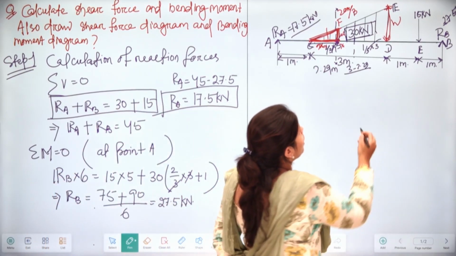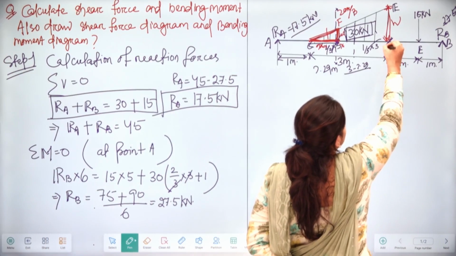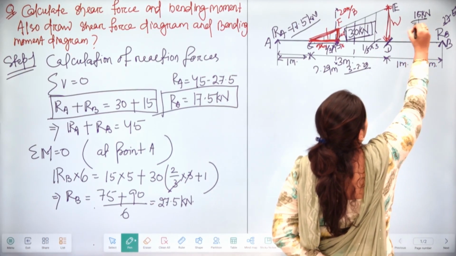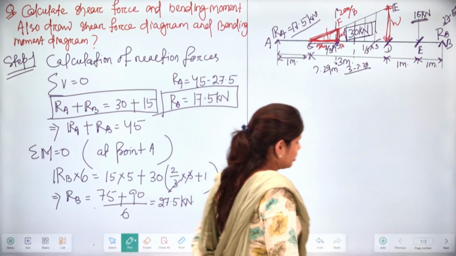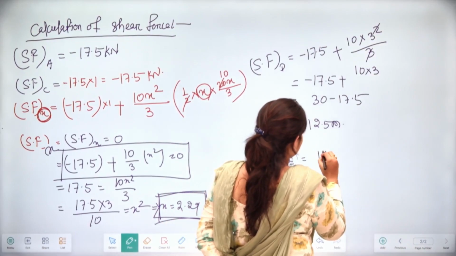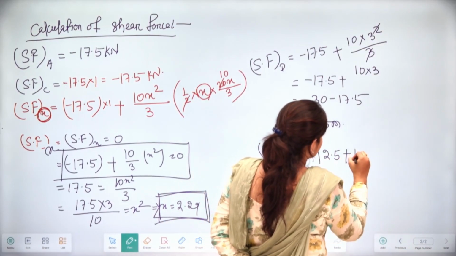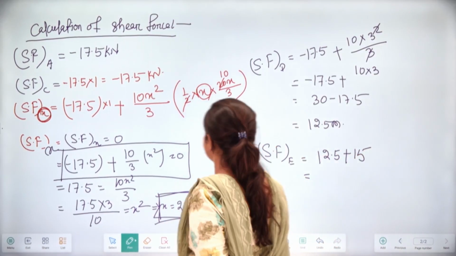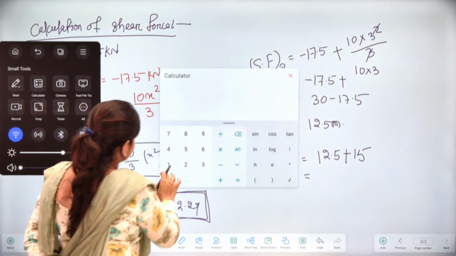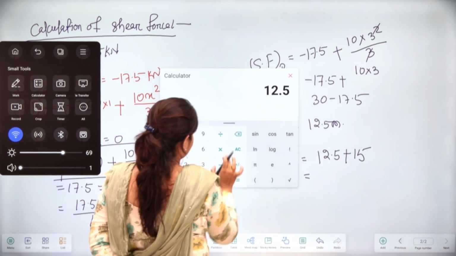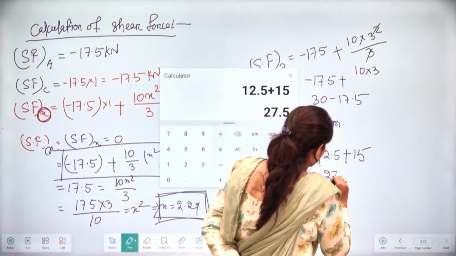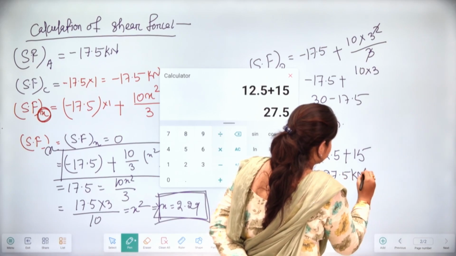So we do have shear force up to this point. Shear force at E will be R by 15. So it will be 12.5 plus 15, that is 27.5 kilonewton.